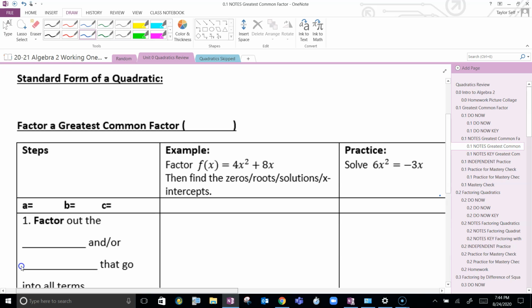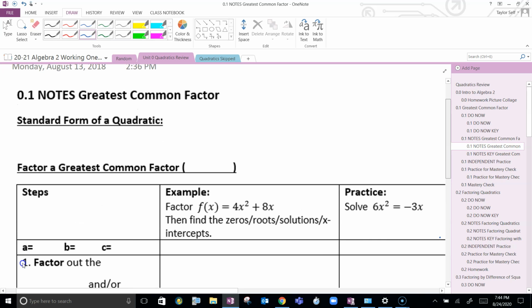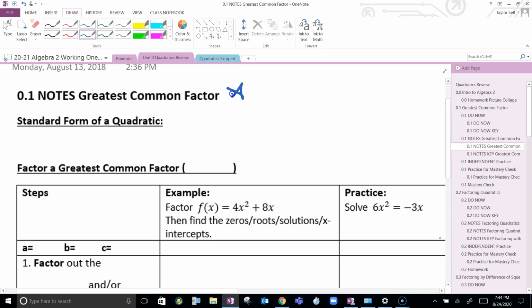Okay, so today in the top of your notebook, I want you to write the title of today's lesson, which is right here, 0.1 notes, greatest common factor, very quickly. And we're going to go fast. We are going to start with the standard form of a quadratic, but first let's make sure we know what is a quadratic. So write this down.